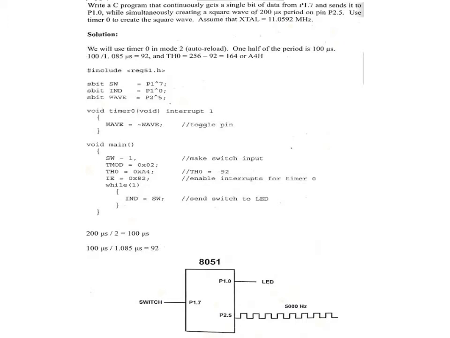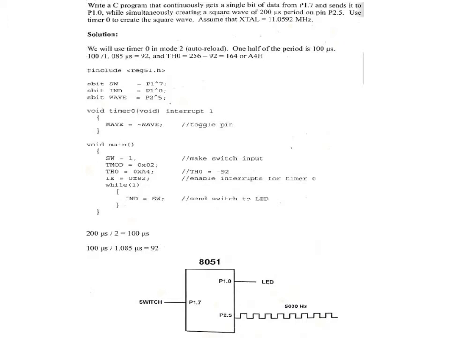Next program, write a C program that continuously gets a single bit of data from port 1 pin 7 and sends it to port 1 pin 0 while simultaneously creating a square wave of 200 microsecond period on port 2 pin 5. Use timer 0 to create the square wave. Assume the crystal frequency is 11.059 MHz.